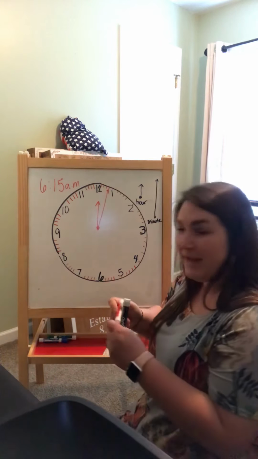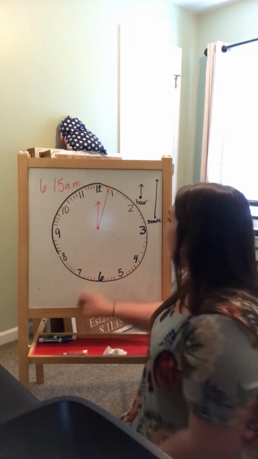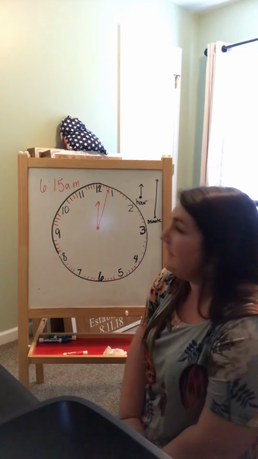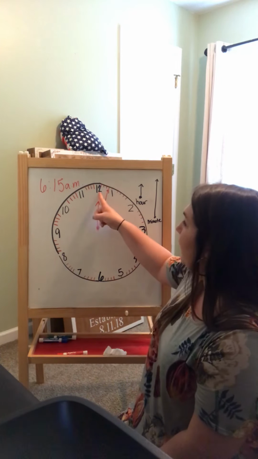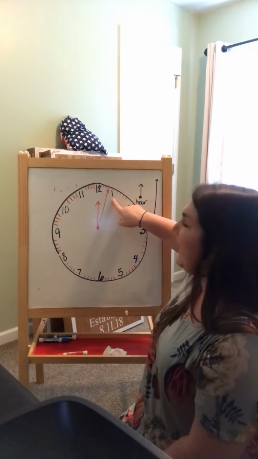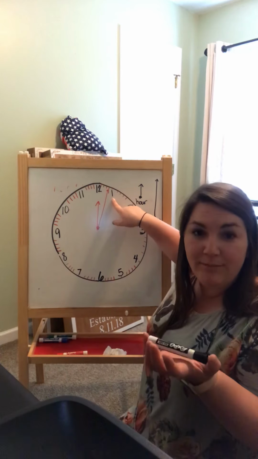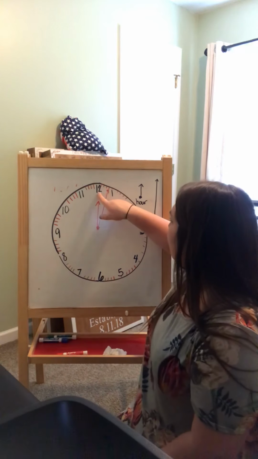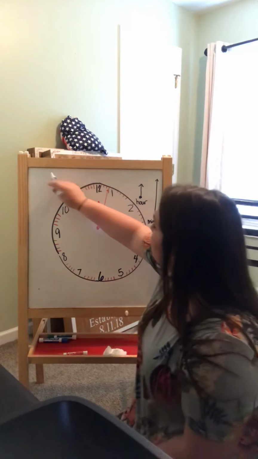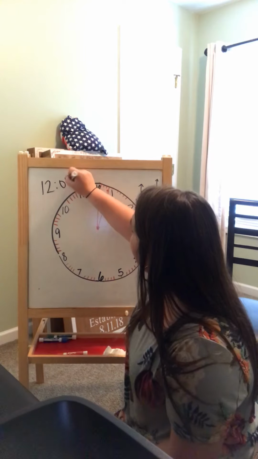Now, that might be a little hard for you to see, but hopefully if you pause it, you can see it. But you can tell the difference between my hour hand and my minute hand. So my hour is pointing to the 12, so I know it's 12. And then, can I count by 5s? Not yet, it's not quite there. So I'll just count by 1s. Count by 1s with me, you ready? 1, 2, 3, 4. So I know it's 12:04.